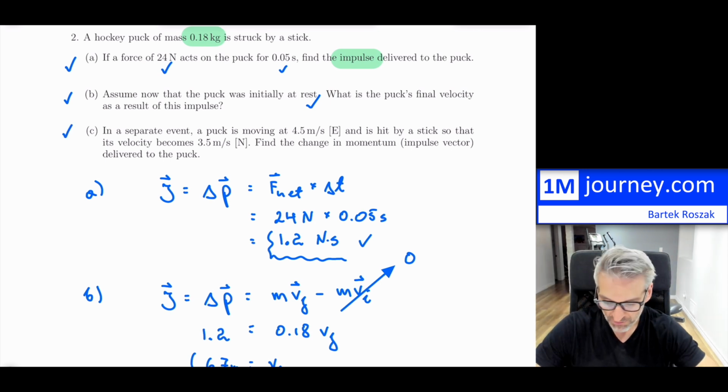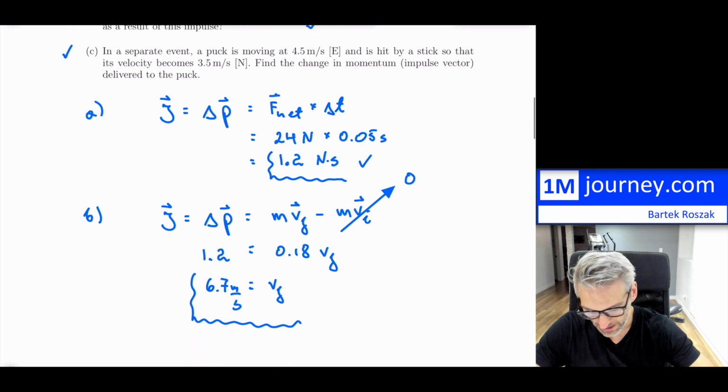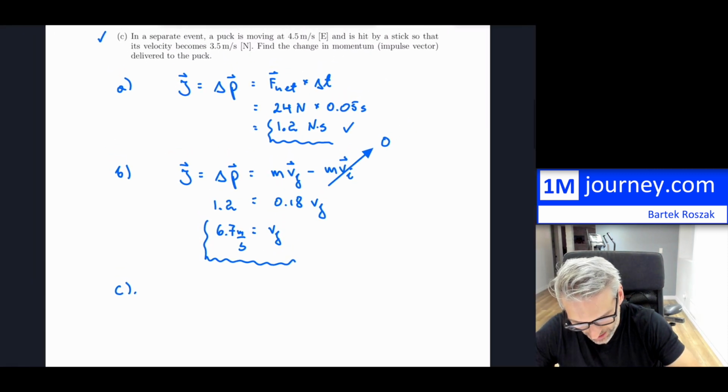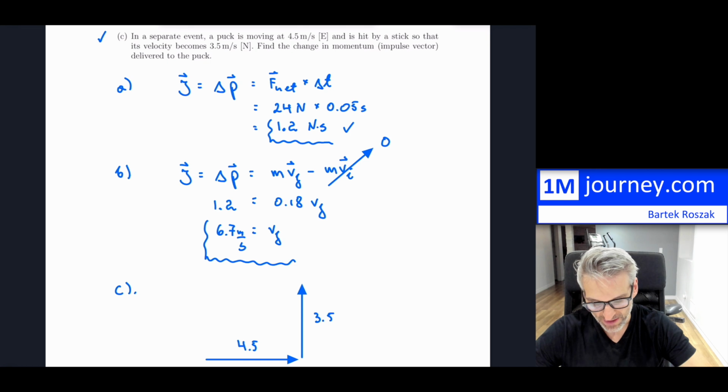Part C: in a separate event, a puck is moving, so now they do give us the actual speed and direction. It is hit by a stick so that its velocity becomes 3.5 meters per second north. How does this look? I'm going to zoom in here so that I have all of the information. This is what's happening. We're moving east at 4.5 meters per second. It is hit and then starts to go north. I'm going to draw it like this. This is 3.5 meters per second north.